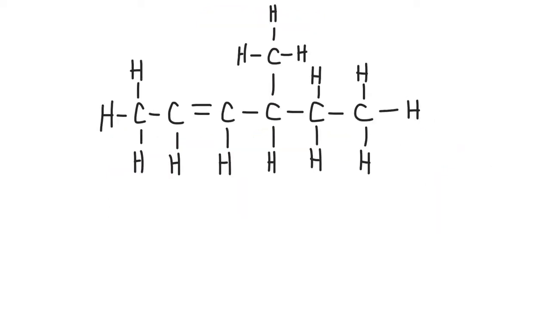In this example, I have a structure given to me, so I need to figure out what to name this. Start by looking for the longest chain. That's the parent chain. So in this case, this is the longest continuous chain of carbon. There are 6 carbon atoms in this chain, so the root of the name is hex. Remember, hex is for 6.